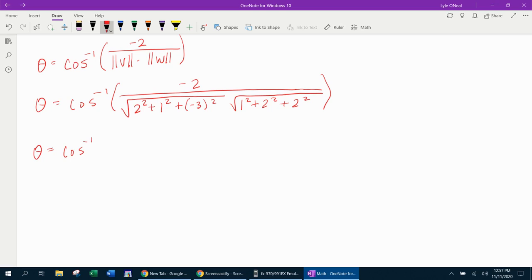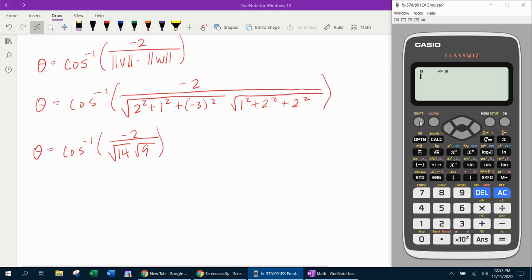And next, simplifying, inverse cosine of negative 2 over the square root of 14 times the square root of 4, and 4 is 8, and 1 is 9. And the square root of 9 is 3. But since we're having to work with that anyway, I'm going to leave that square root of 9. And we're going to grab our handy-dandy calculator and do the inverse cosine of negative 2 over square root of 14 times the square root of 9. And if you wanted to put times 3, that would be perfectly fine.